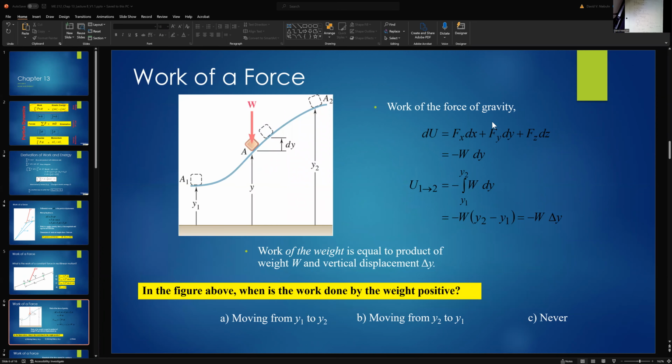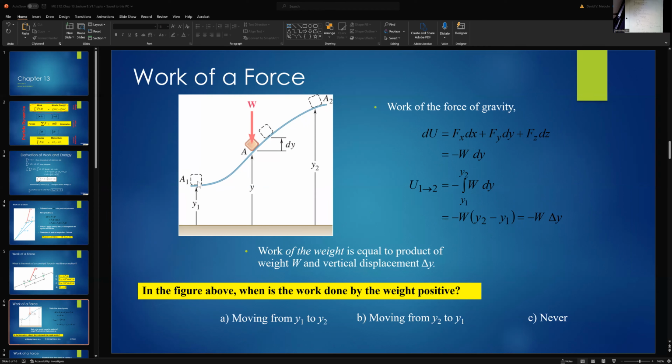Okay, so now we also have work due to change in gravity. You should remember this from your physics class, but we know that the change in potential energy from location 2 to 1 is essentially the change in height times mass times gravity. So the convention in the figure above: when is the work done by the weight positive? It's when you move downhill. So Y2 to Y1 is positive, whereas when you go uphill, it's negative. And that's just a sign convention we use.